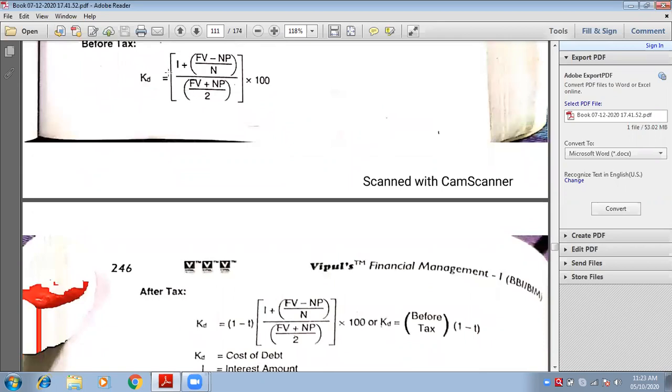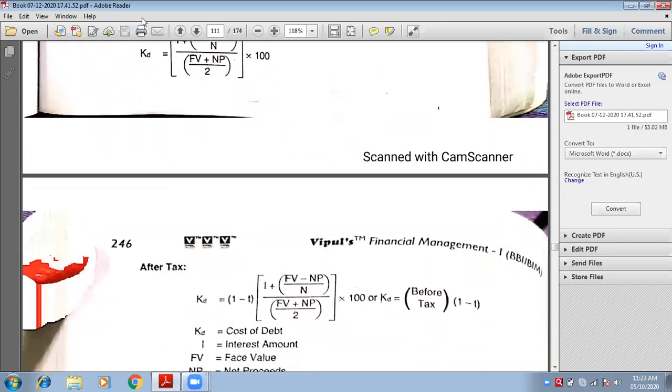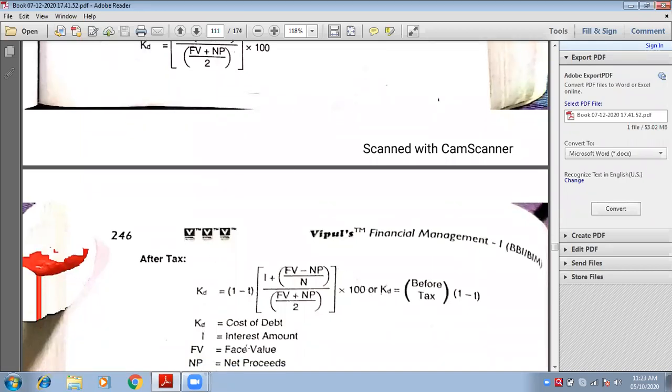Now remember, this is before tax. And if you want to convert it to after tax, the whole formula will be the same. Just after this formula, you have to write 1 minus T. After or before, it's one and the same thing. Okay. Write down this formula: I bracket FV minus NP upon N whole divided by FV plus NP upon 2 into 100 bracket 1 minus T. See this 1 minus T? You have to put it here.